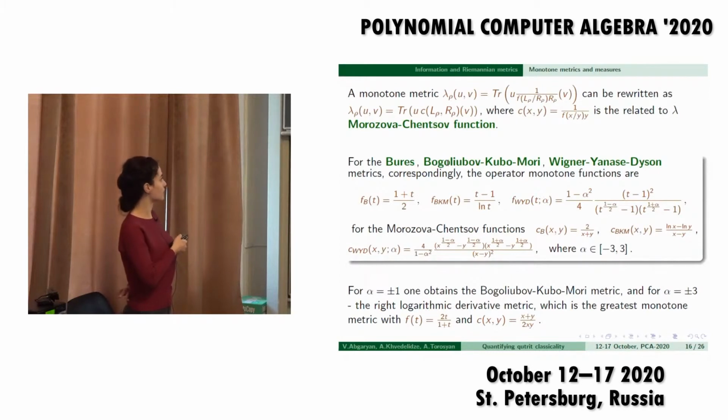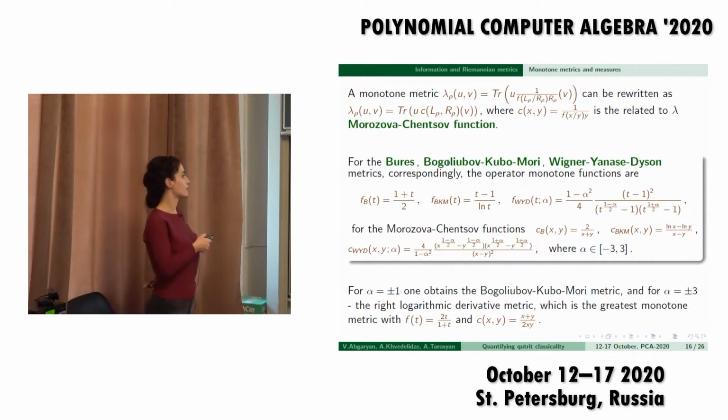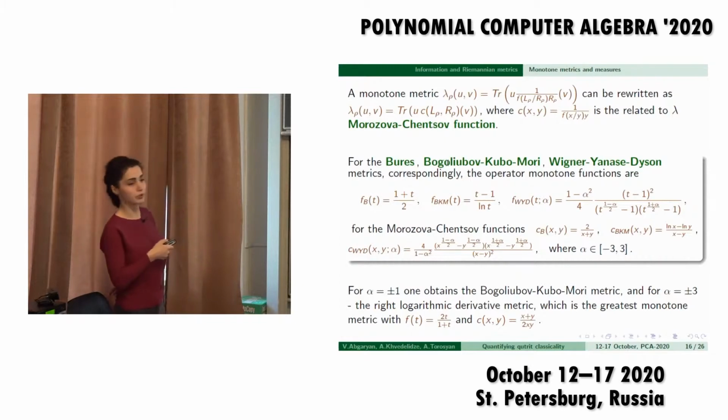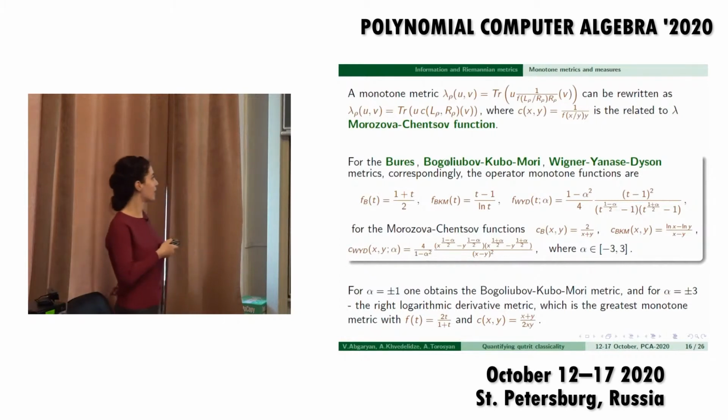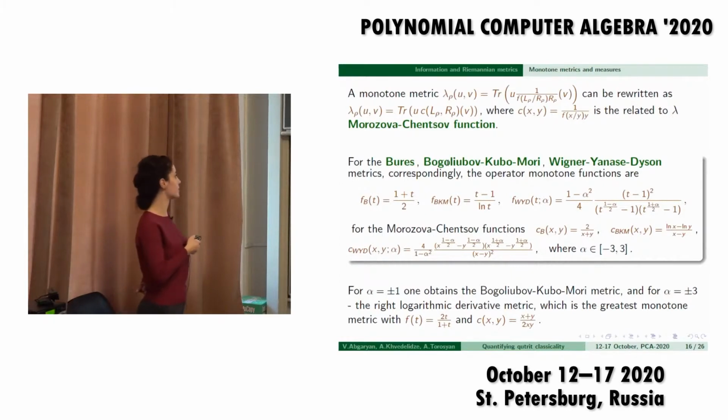Today I will consider the so-called Bures, Bogolyubov-Kubo-Mori, and Wigner-Yanase-Dyson metrics, and for each of them we have the so-called Morozov-Chentsov functions. About that you may have heard from Martin. So these are C_B, C_BKM, and C_WYD.